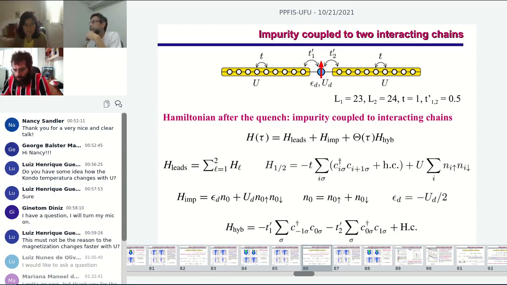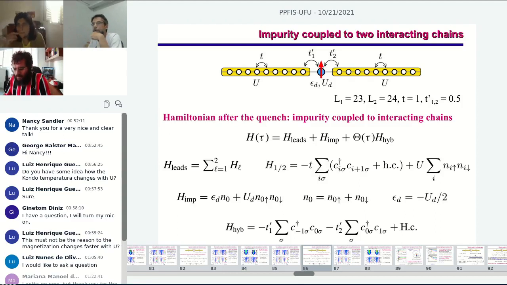I have a question. Well, there is another question here. Before I ask, Luis Henrique is asking, I don't know what he's referring to about this. This must not be the reason the magnetization changes faster with U. I think it's because he was commenting on the Kondo dependence with U. Probably, yeah.